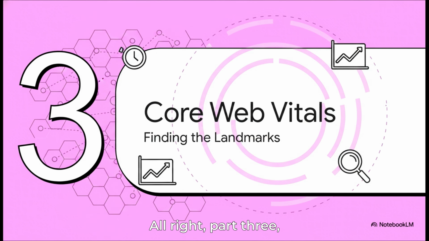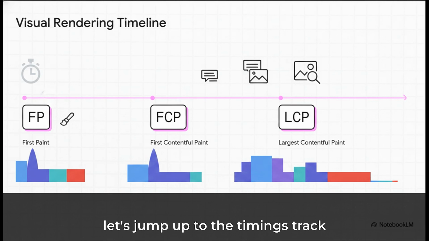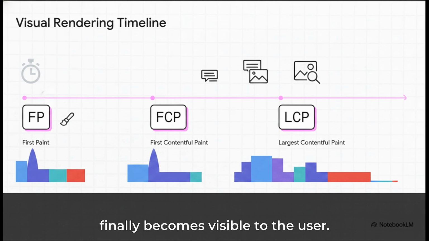All right, part 3, spotting Core Web Vitals, finding our landmarks. Now that we know how to spot frozen tasks, let's jump up to the timings track to find some crucial user experience metrics. This track lets you trace the entire chronological journey of visual rendering. You're going to see markers for first paint, then first contentful paint, but the big kahuna we really care about is LCP, largest contentful paint. That specific marker pinpoints the exact millisecond the most significant piece of content, like a massive hero image or main headline, finally becomes visible to the user.